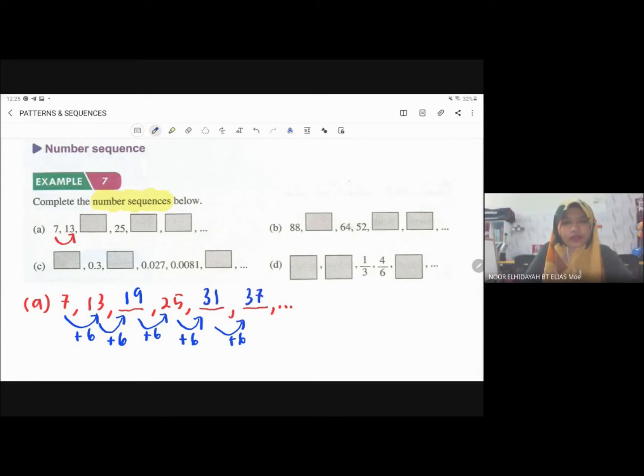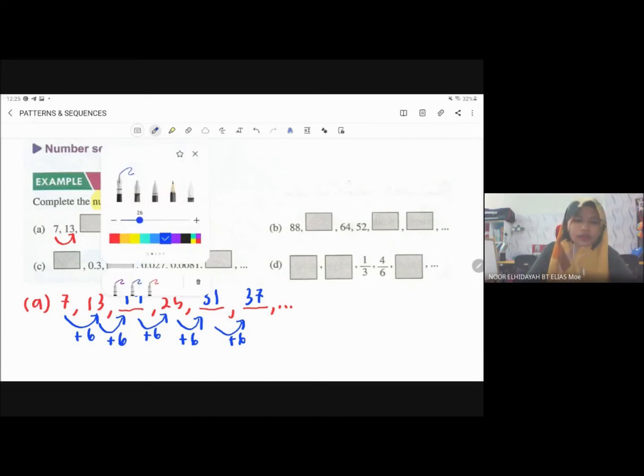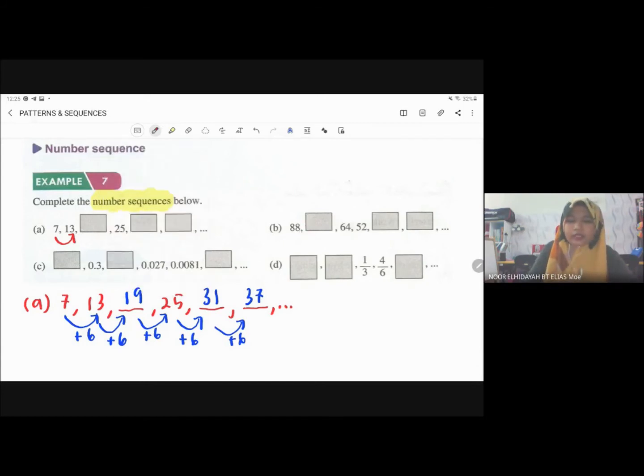Now look at example B. Dia bagi 8 and then blank. Macam mana nak dapatkan dia punya pattern? Teruskan lagi. Daripada blank nak dapat 64. Macam mana tu?